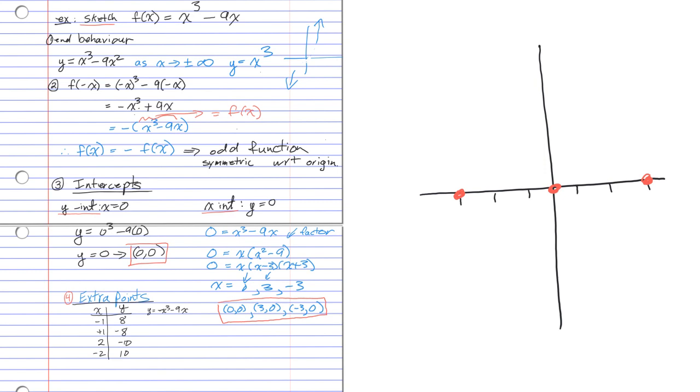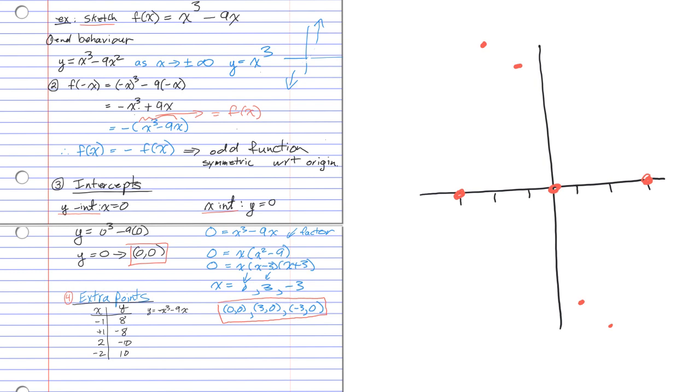One of the points is negative 1, 8, so maybe it's somewhere up here. And the other one is positive 1, negative 8, so that's somewhere down here. When we're at negative 2, we're at positive 10, and when we're at 2, we are at negative 10.